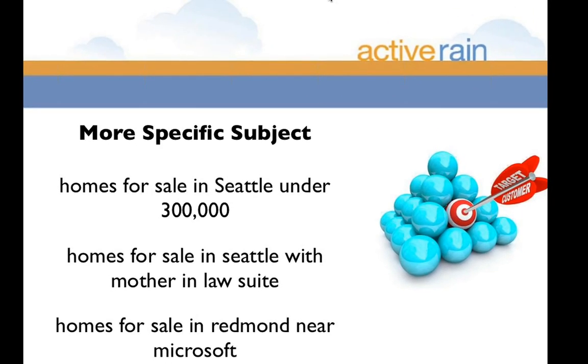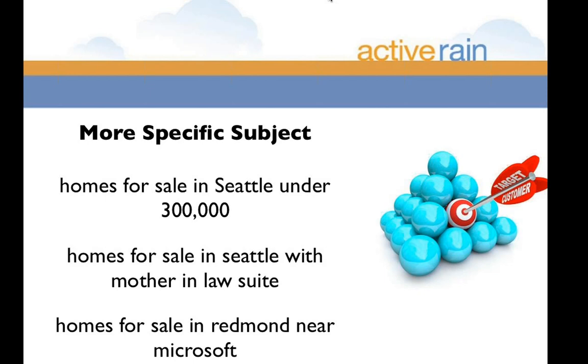So, what are some more specific subject matters that we could have? Homes for sale under 300,000. That would be our subject matter in Seattle. So we've still got this broad geography, our entire city, but we're targeting a very specific subject matter. So in this case, we're getting more specific with our subject matter, which lets us be less specific with our geography. Homes for sale in Seattle under 300,000, right?